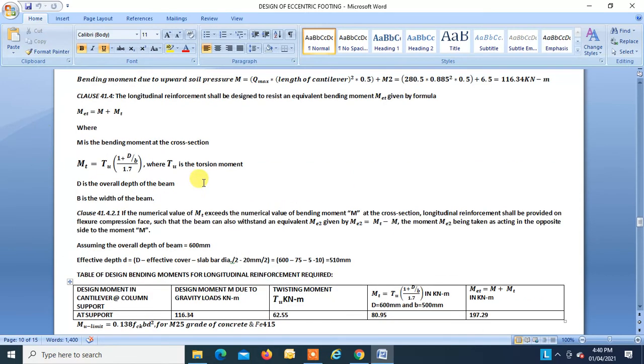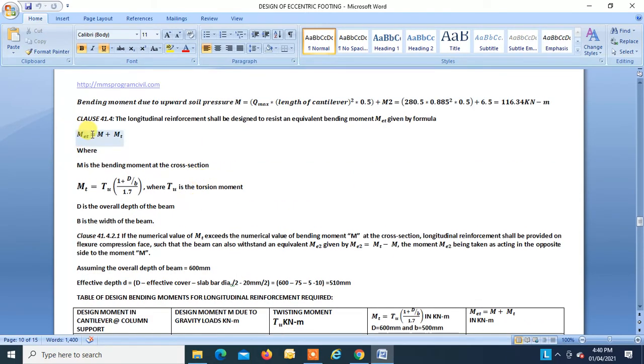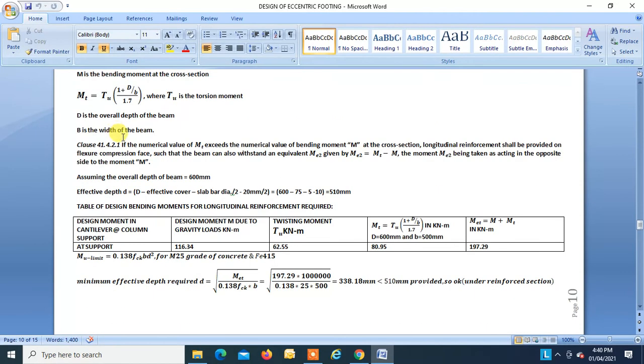Now the code says the total moment for which the longitudinal steel has to be designed, for the main steel in the tension zone, is Me1, that is M plus Mt. So M plus Mt is 197.29. For this moment we will provide the longitudinal steel in the tension zone of the cantilever beam, right?